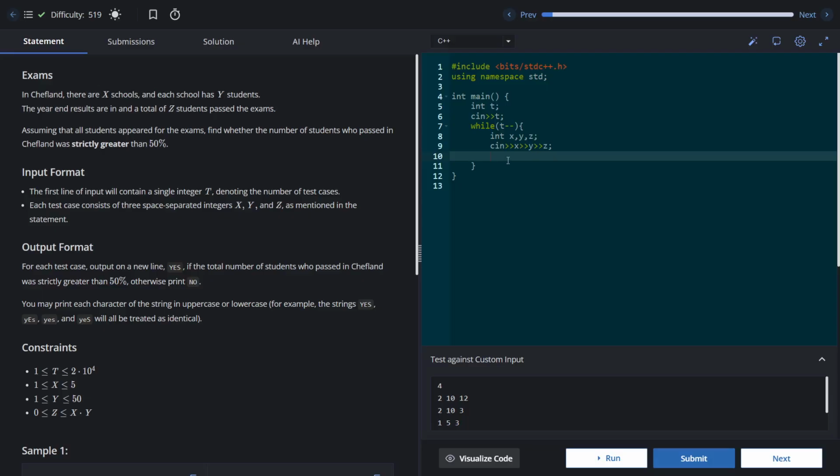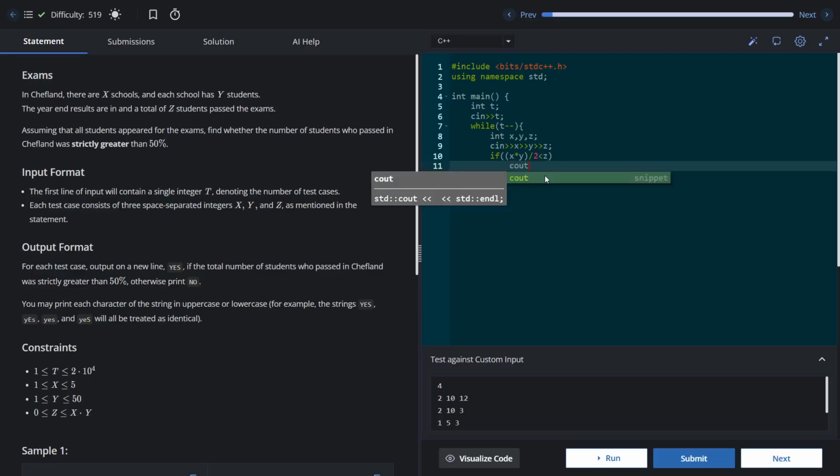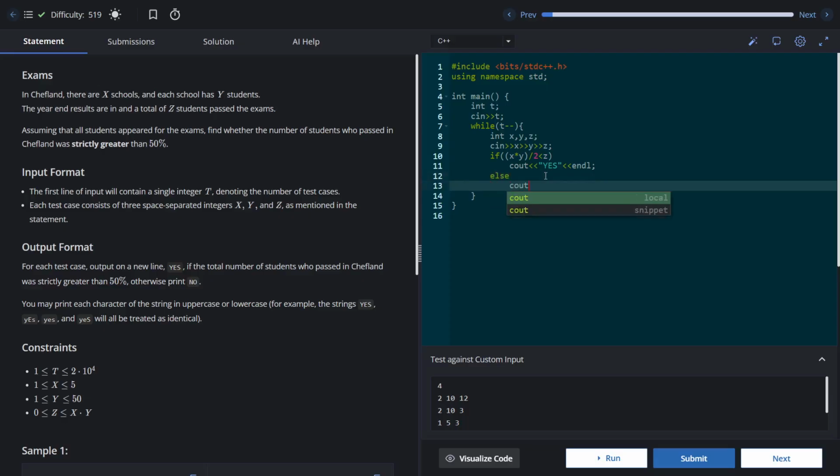Now we have x and y here. As we know, x star y is the number of students, and if you divide it by 2, that will be 50% of the students. And that has to be less than z, the number of passed students, which means z has to be strictly greater than 50%. So in that case we need to return yes, else we need to return no.